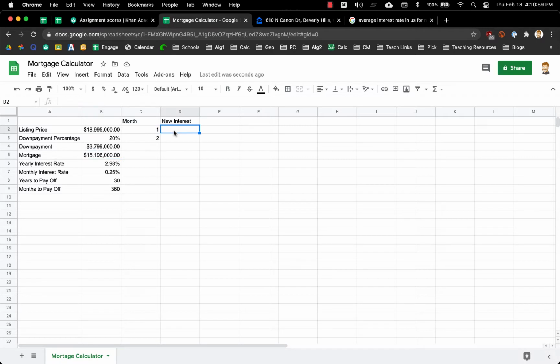So I do that as a formula. This is equal to that. It doesn't matter what order I do. I'm just going to say mortgage, this number times, again, shift 8, the monthly interest rate. And I hit enter, and it automatically calculates my new interest.